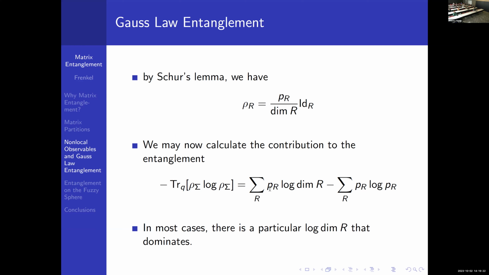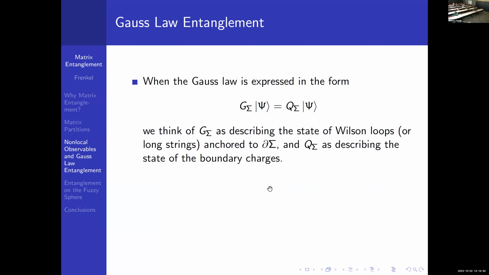And in most cases that we find in gauge theories in general, and in string theory, where there's a little bit of control, there's a particular representation that dominates entropically. And so there's a particular log dim R that dominates, and that's the log dim R that we're going to try to find. And the way that we're going to do this, oh yeah, just a couple of physics words.